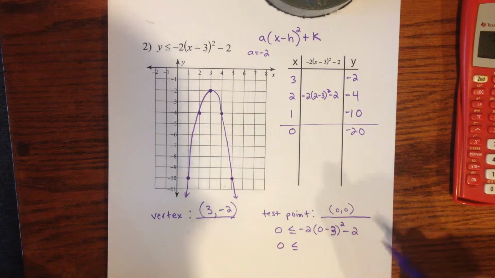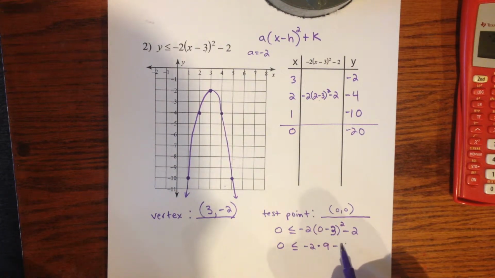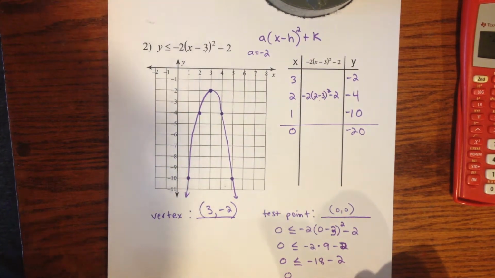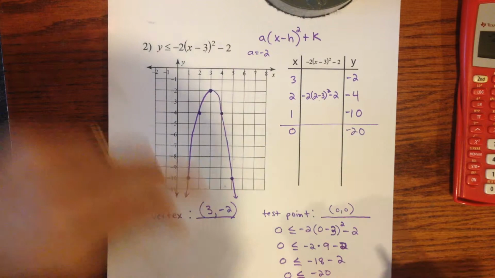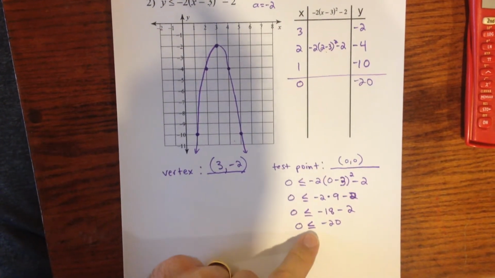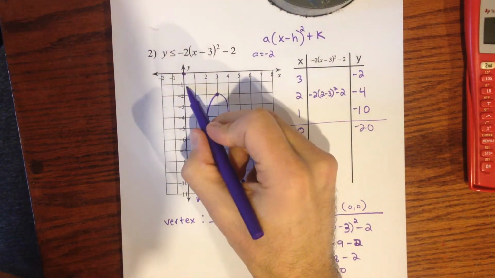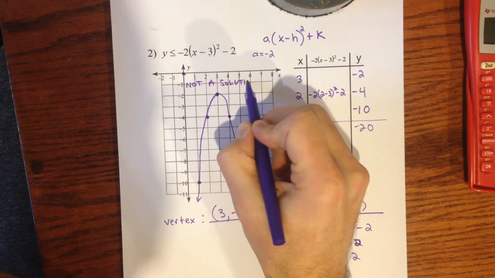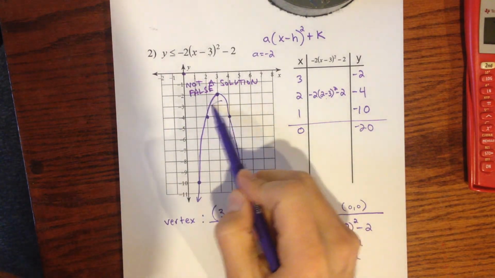So 0 is less than or equal to -2 times, now this is (-3)², which is 9, minus 2. So 0 is less than or equal to -18 minus 2. I'm getting a little close to the edge of the screen, so 0 is less than or equal to -20. If I look at that, 0 is not less than -20, it's greater than. So since (0, 0) was not a solution, or it was false, your non-solutions are on the outside. All your solutions are on the inside.